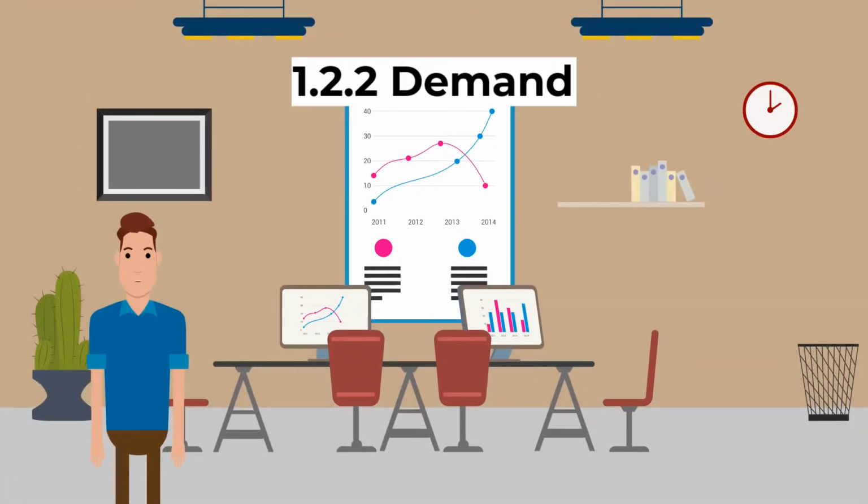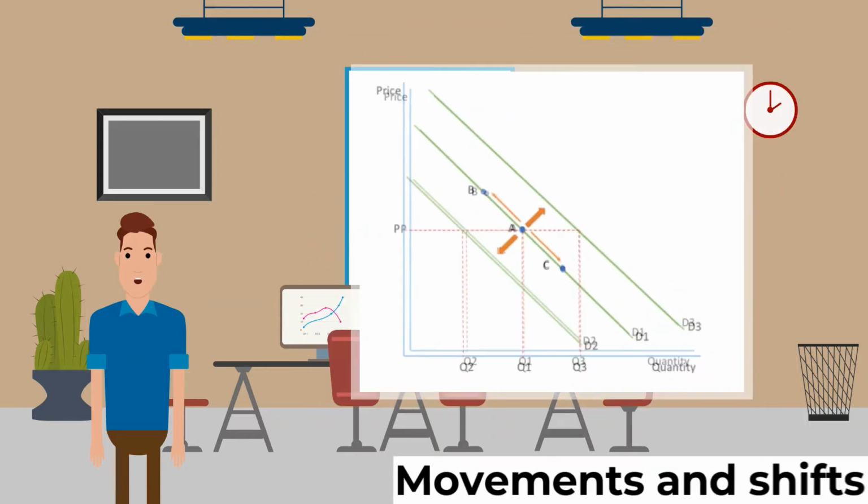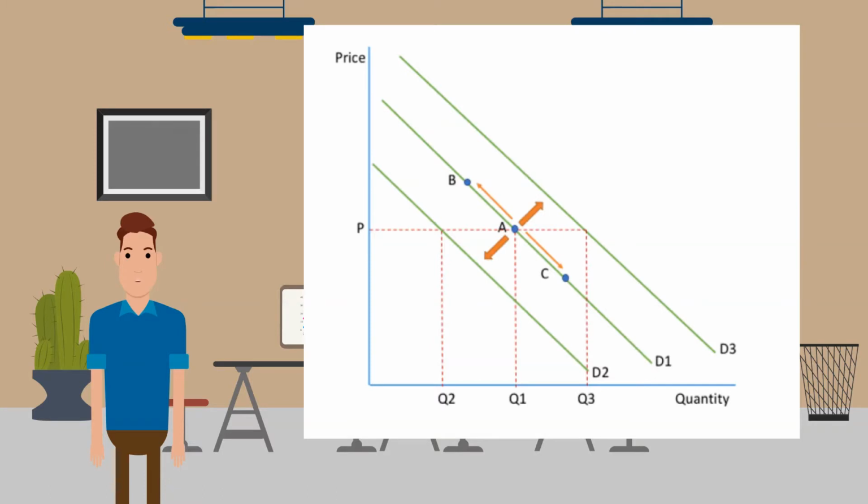Next, let's talk about demand. Demand is the ability and willingness to buy a particular good at a given price and at a given moment in time. Now, let's look more closely at movements and shifts of the demand curve. 1. A movement along the demand curve, for example from A to B, is caused by a change in the price of the good. A shift of the demand curve, for example, D1 to D2, is caused by a change in any of the factors which affect demand, the conditions of demand.